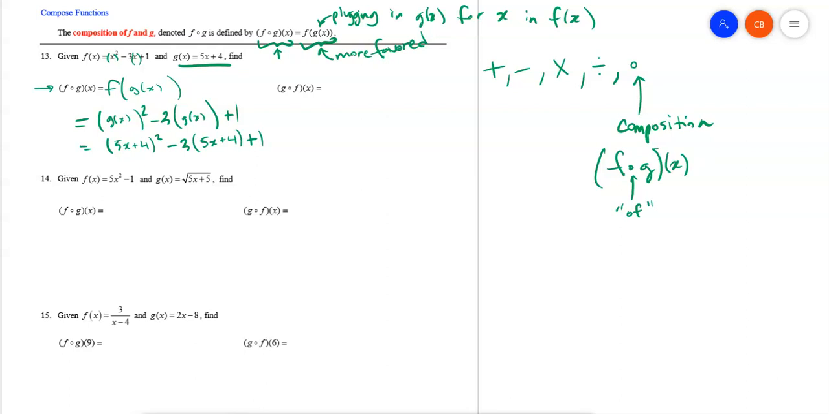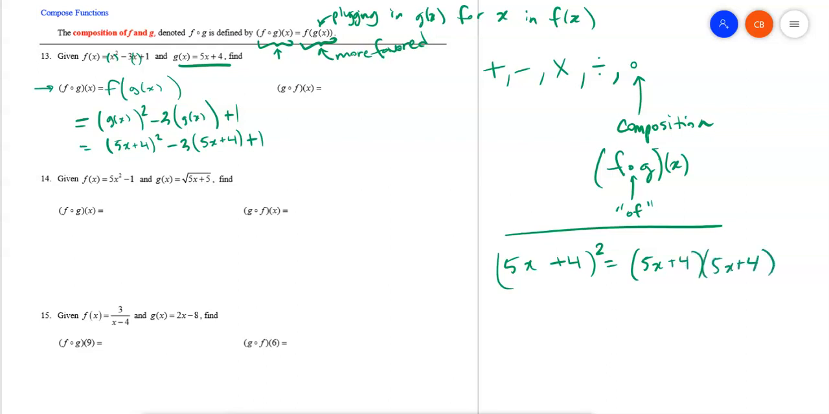Here there's a little bit to do. I'm just going to come to the side over here. I don't mean to cross that whole thing out. I just want to figure out what 5x plus 4 squared is, so that we can write it all in the same line. Of course that means 5x plus 4 times 5x plus 4, and so we're going to have to FOIL this one. When you go 5x times 5x, of course that's 25x squared.